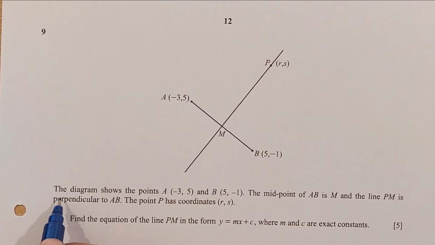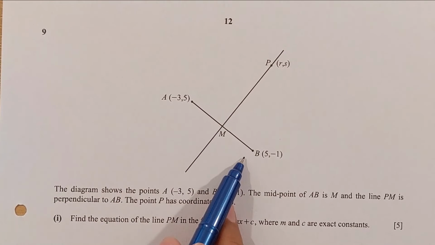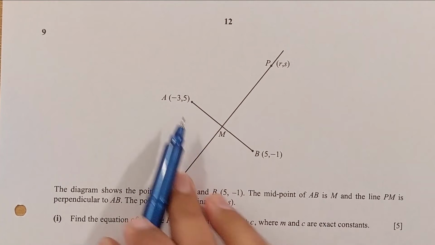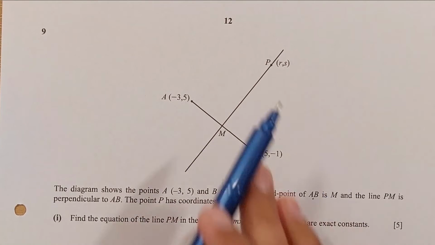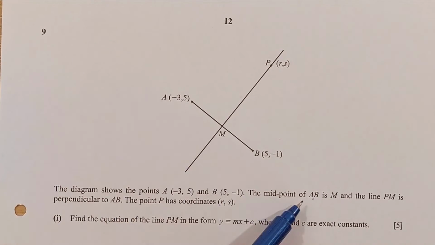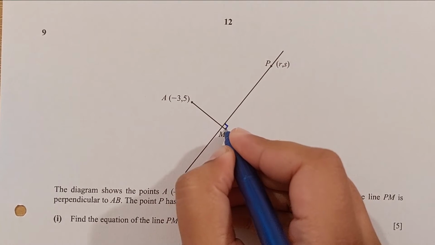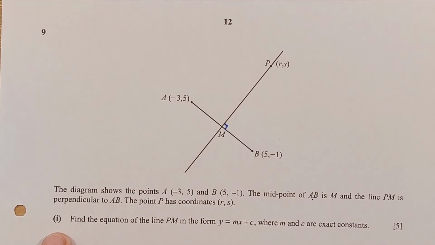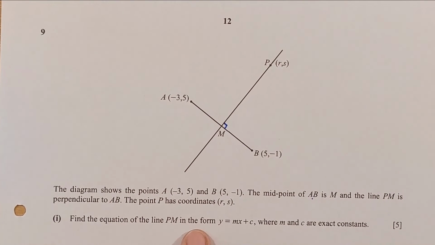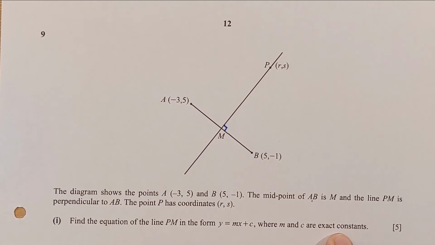Question number 9. The diagram shows the points A, B and P. The midpoint of AB is M, and the line PM is perpendicular to AB. This is perpendicular, we have been given. The point P has coordinates r, s. Number 1, find the equation of line PM in the form y equals mx plus c, where m and c are exact constants.